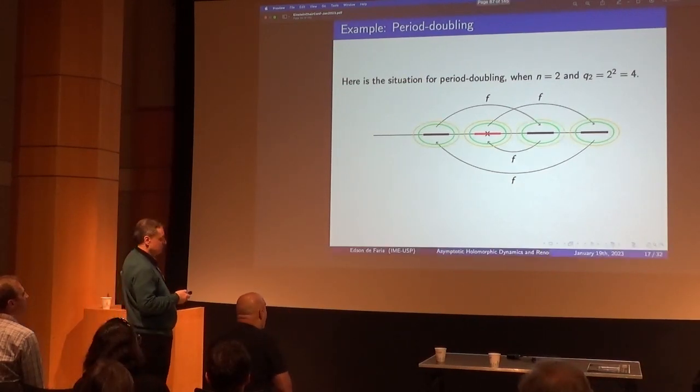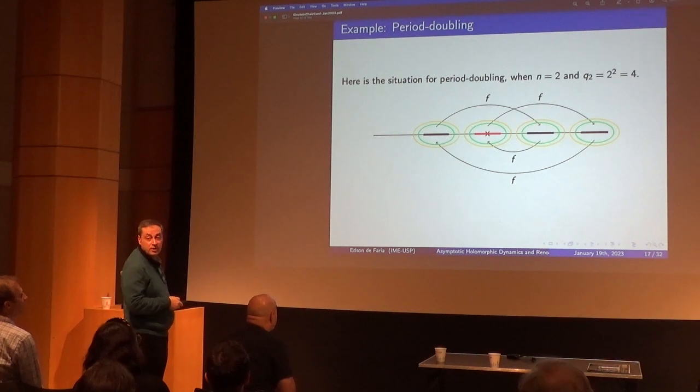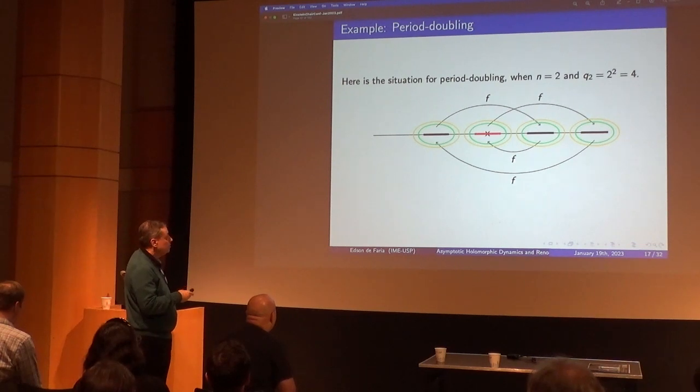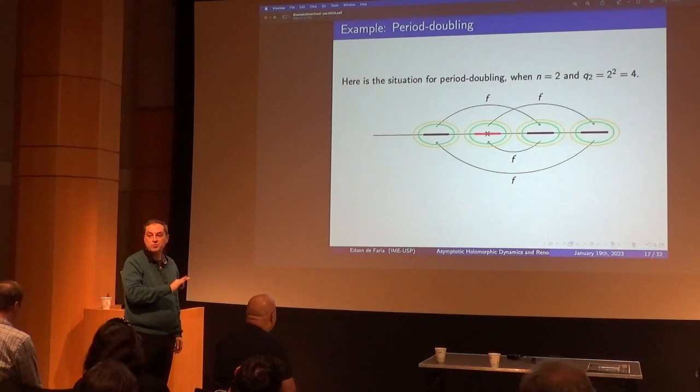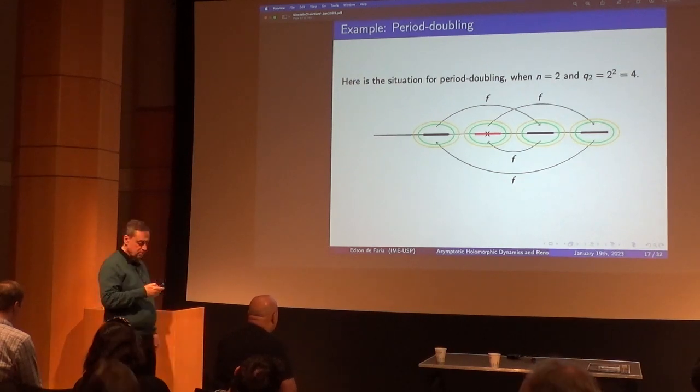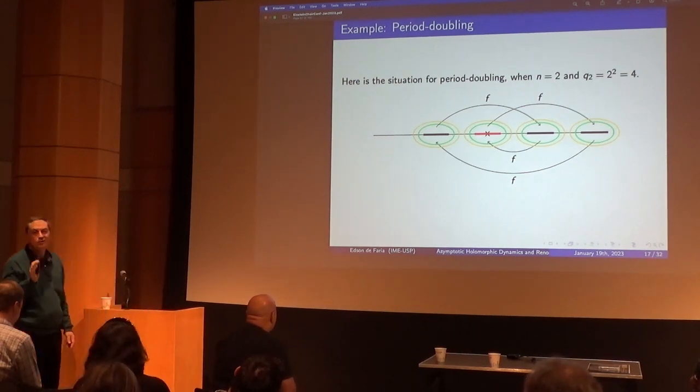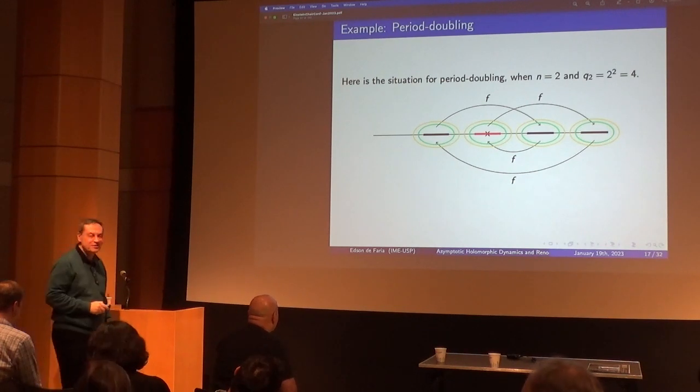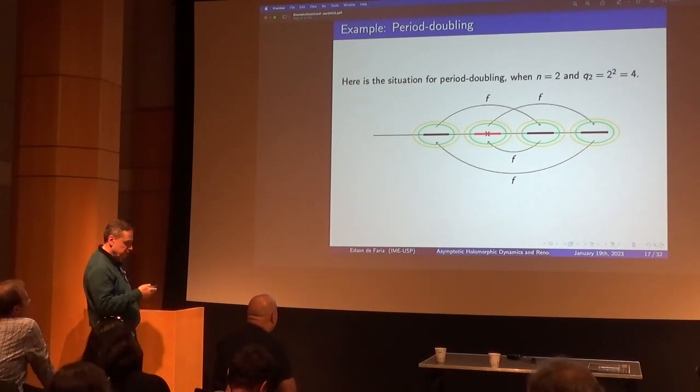The green disks may overlap, but not in this picture that I'm drawing here. You're right, it could, in principle, overlap. But let's not go into that kind of detail. Let's think of them as disjoint like that.